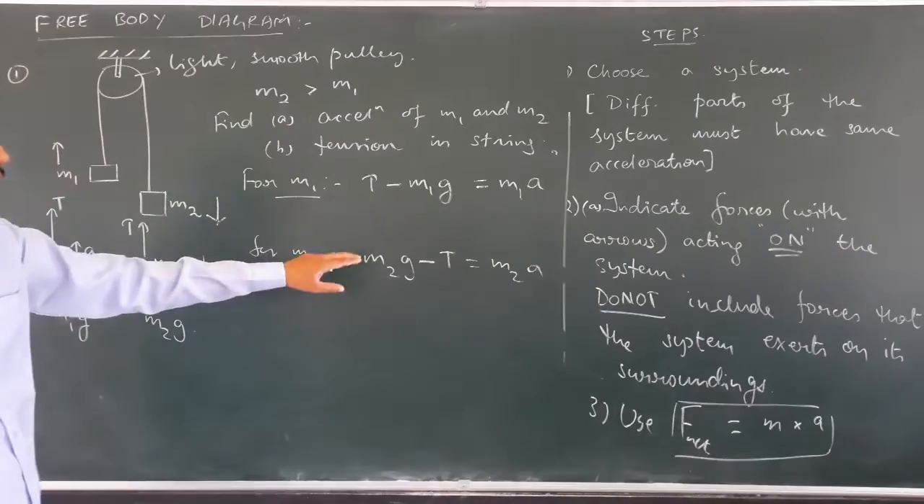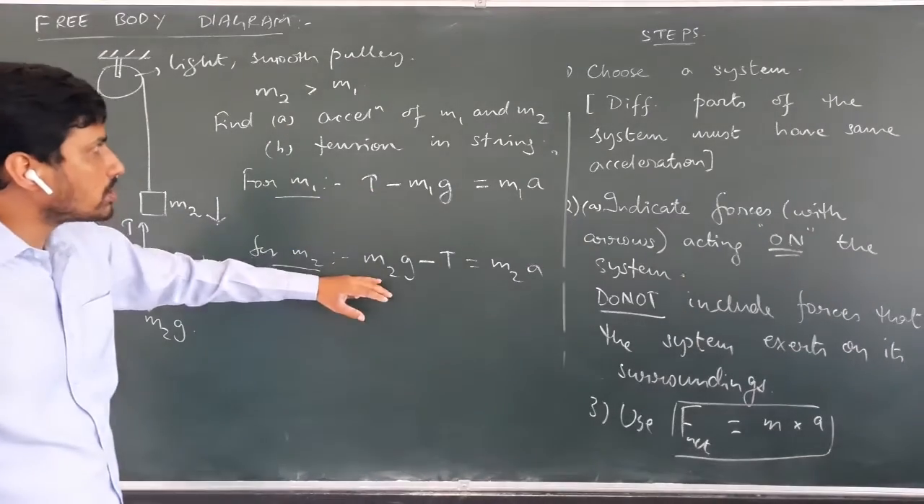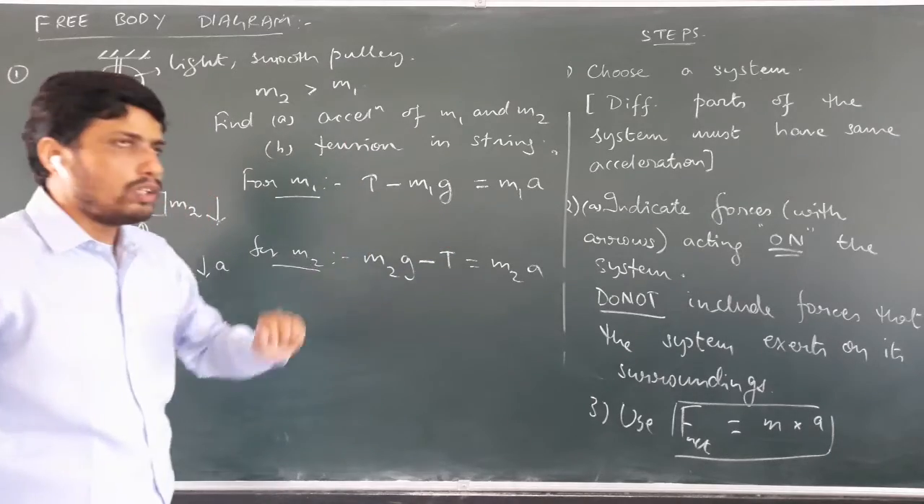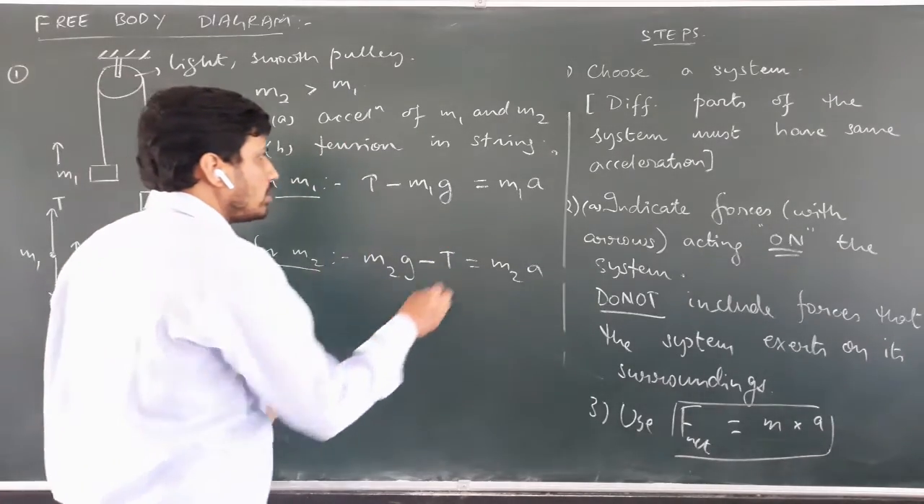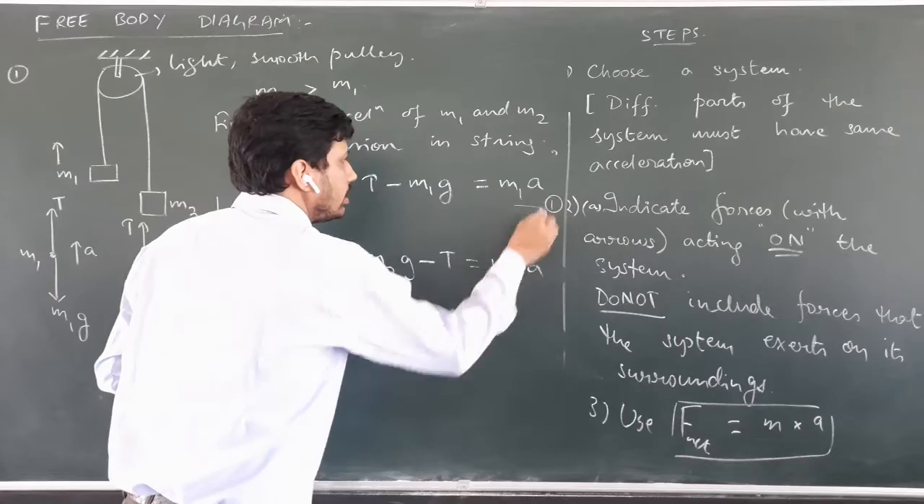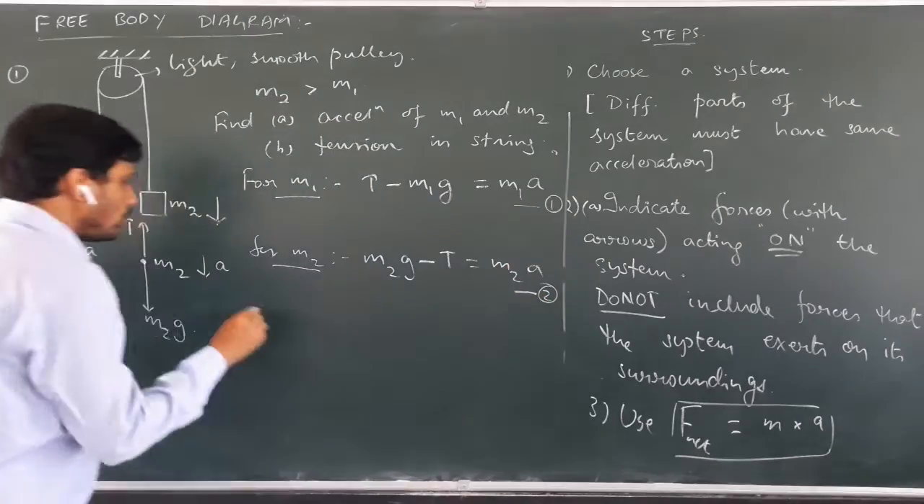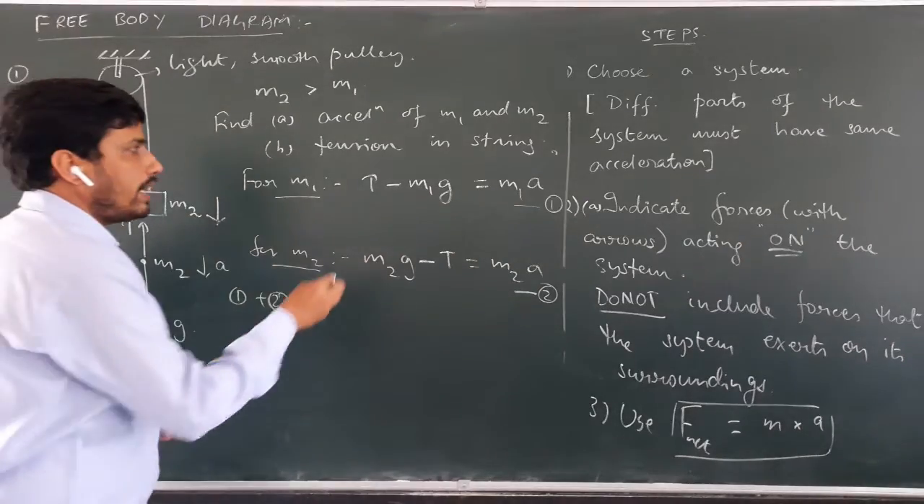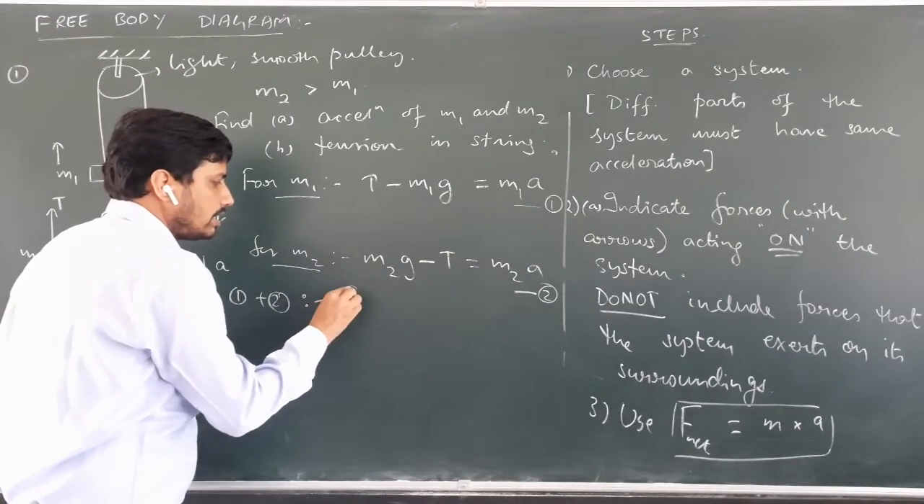Now we have got two equations. We have to solve these two equations to find tension T and acceleration A. A and T we have to find. The first thing that we can do, suppose this is equation number 1 and this is equation number 2, you add these two equations. If you add, you can see what will we get?